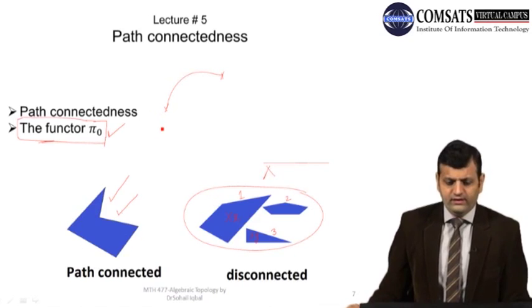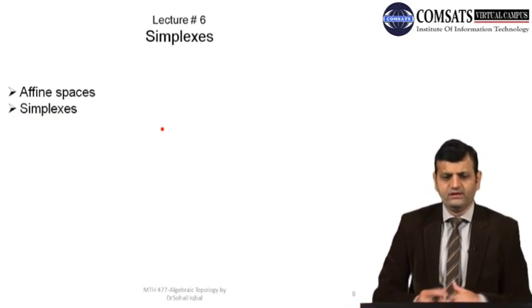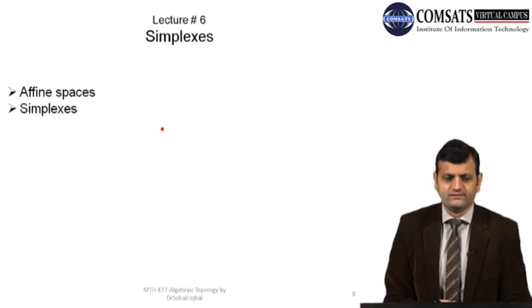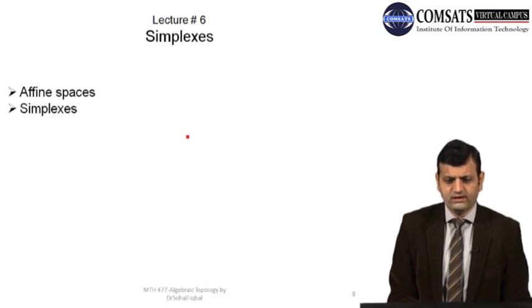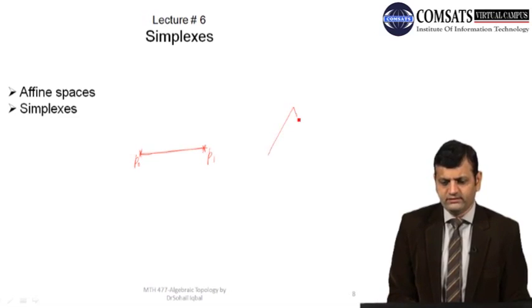Moving further on, we discussed what are simplexes. Before defining simplexes, we defined what are affine spaces, and then we defined what are simplexes. An example of simplexes: starting from a point, and then we have, for example, 2 points, let's call them P0 and P1, then this form is a simplex. And similarly I can construct other simplexes as well.